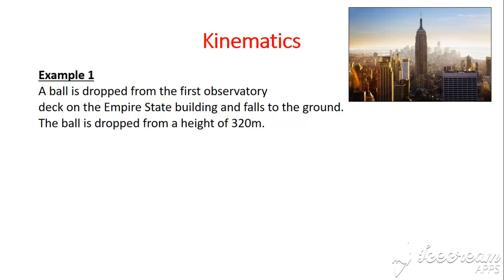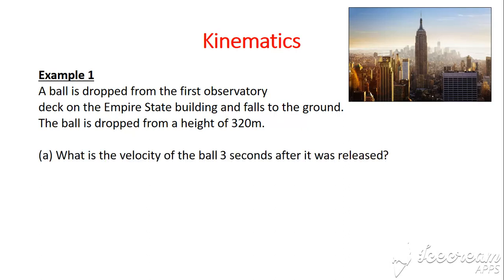All right, we'll look at one example with three parts to it. So here we go. A ball is dropped from the first observatory deck on the Empire State Building and falls to the ground, which is 320 meters in height. So here's part A. What's the velocity of the ball 3 seconds after it was released?